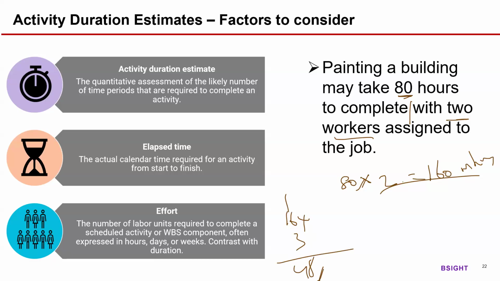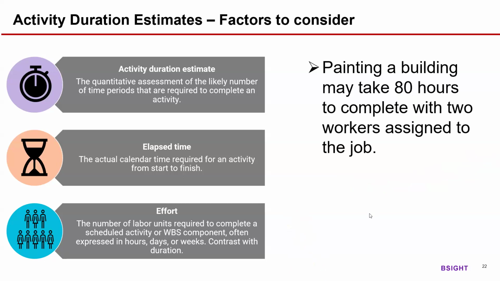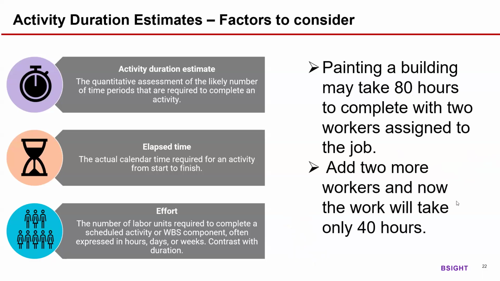Man hours is effort. So from this first statement, we understood the duration of the activity is 80 hours. The effort required is 160 man hours. Add 2 more workers. Now the work will take only 40 hours. Type in the chat box. After adding 2 more workers, what is the duration of the activity now?